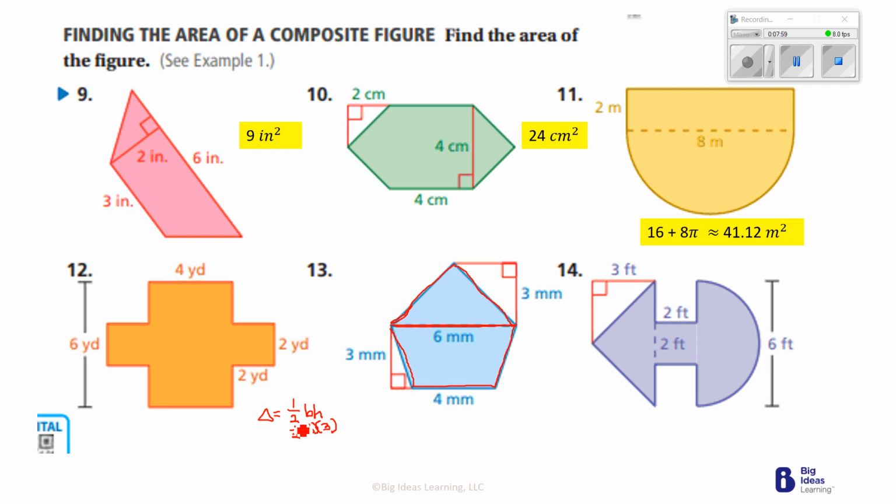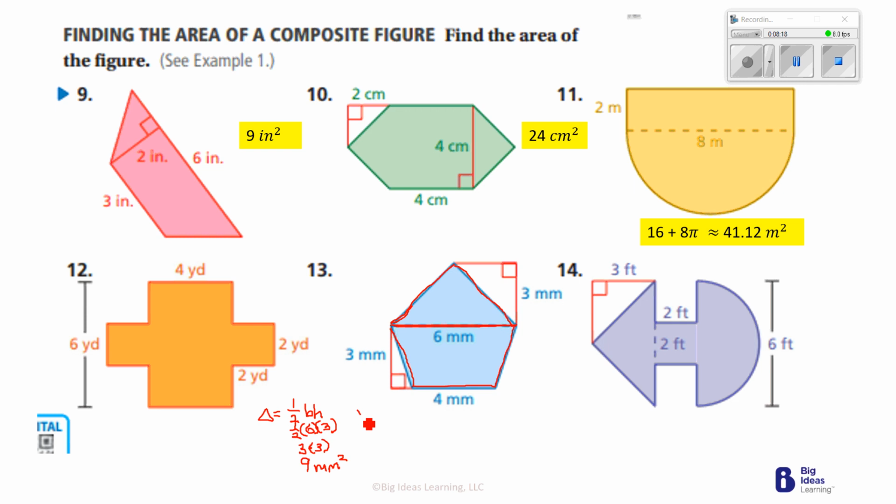Okay, well, I know 1/2 of 6 is 3, and 3 times 3 is 9. So the triangle is 9 millimeters square. All right, let's try for the parallelogram now.